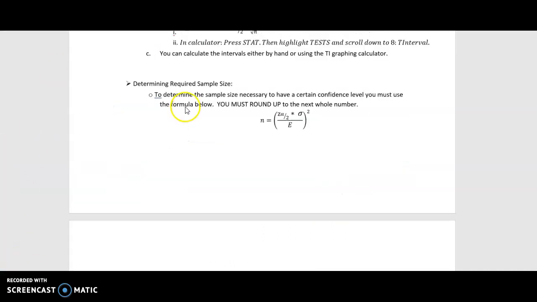Okay, so the next part of this section is determining a required sample size. What we're looking for here is how large of a sample do we need to collect, right? How many people do we need to survey? What sample size is necessary to have a certain confidence level, right? So you must use the formula below and you must round up to the next whole number. Okay, this is the formula. N equals your critical value of Z times sigma divided by the margin of error, and it's all squared.